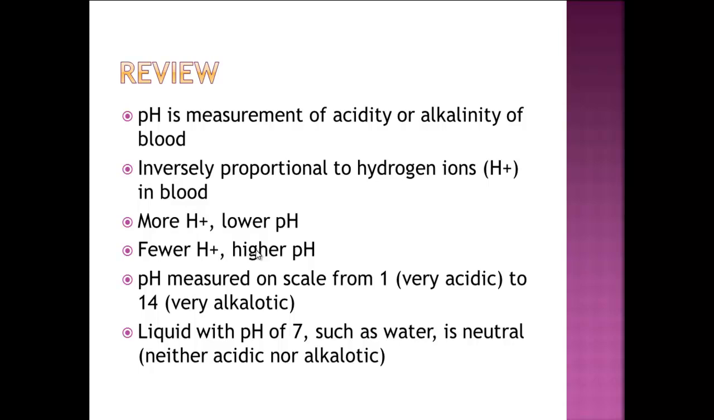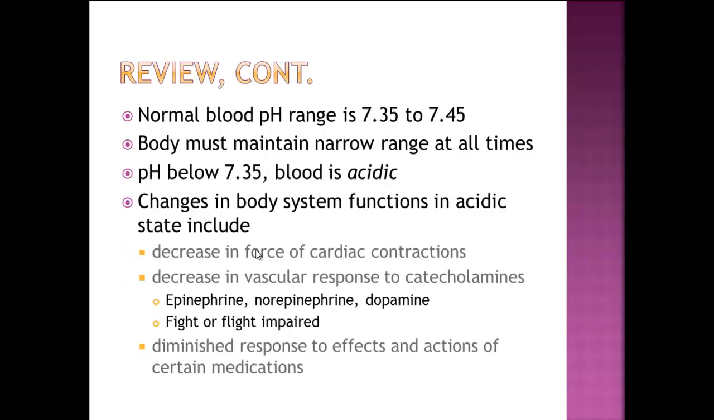Liquid that has a pH of 7, like water, is considered neutral, although the normal blood pH range is a little bit on the basic side, 7.35 to 7.45. Start to memorize these numbers. If the body pH is below 7.35, the blood is considered acidic. The body does keep its fluids in a very narrow range from 7.35 to 7.45 at all times.